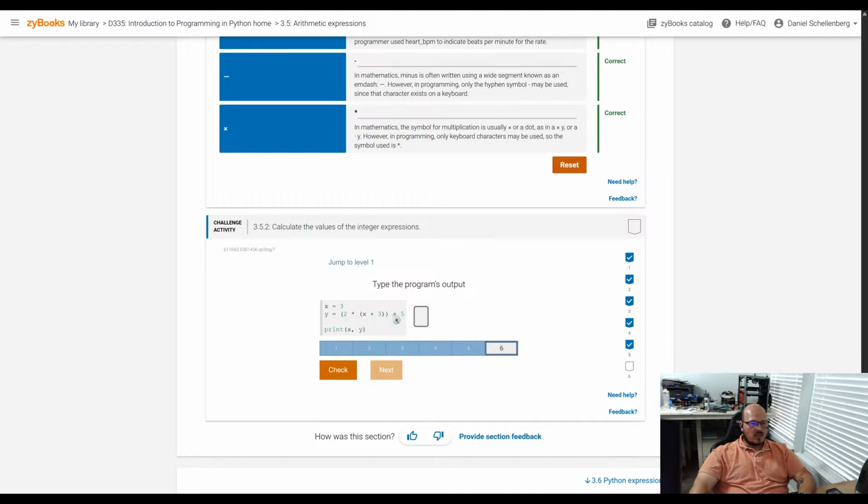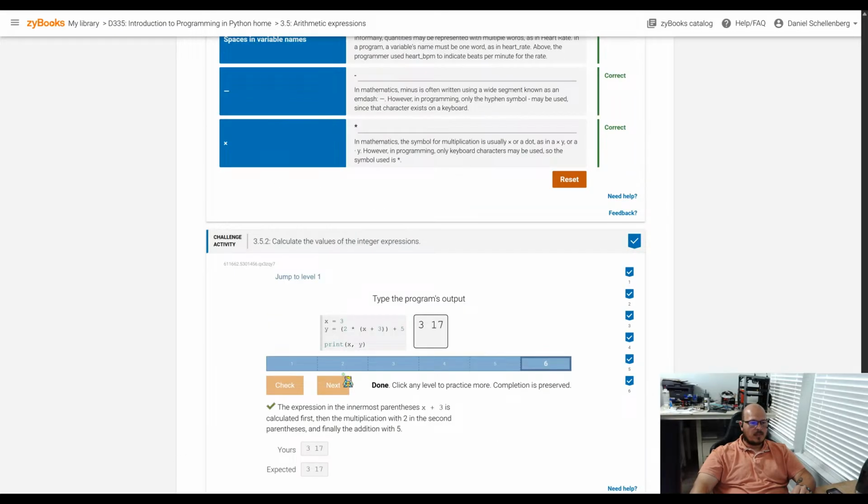So this one has double parentheses. So that means we'll want to do this one first. So 3 plus 3 is 6. And then 2 times 6 is 12. And then 12 plus 5, 12, 13, 14, 15, 16, 17. So 17. So 3, 17. Yes. Okay. Perfect.